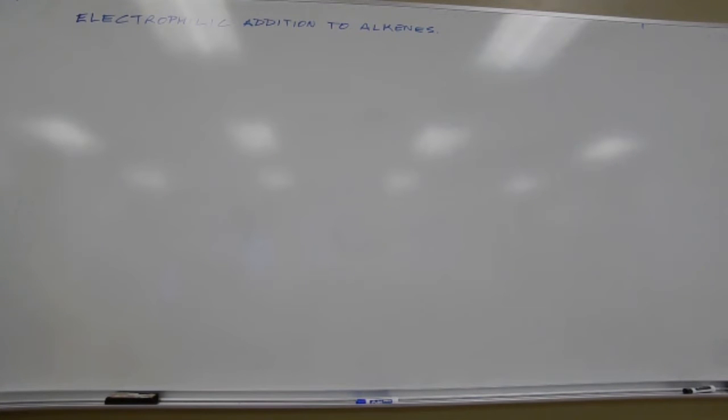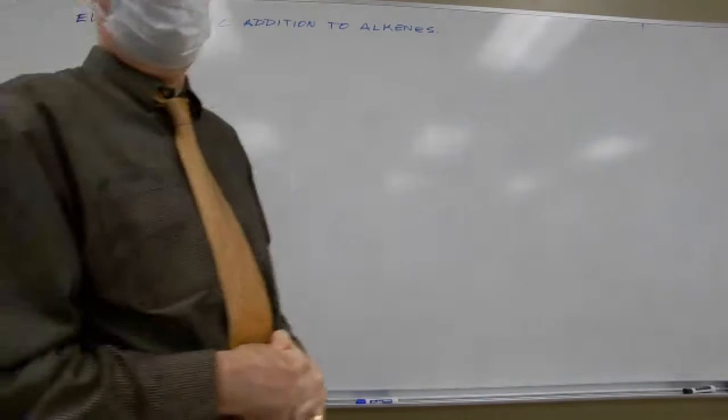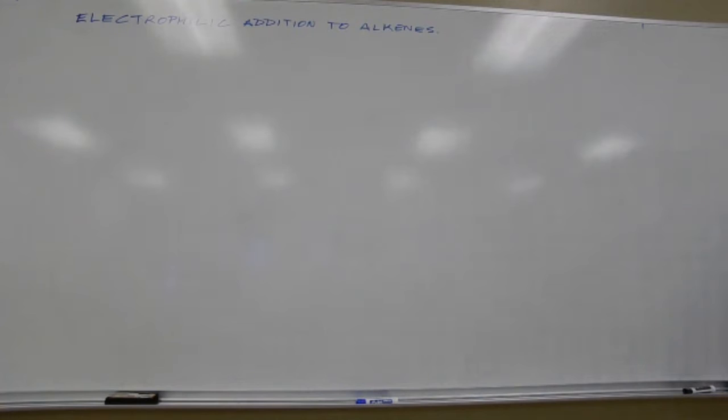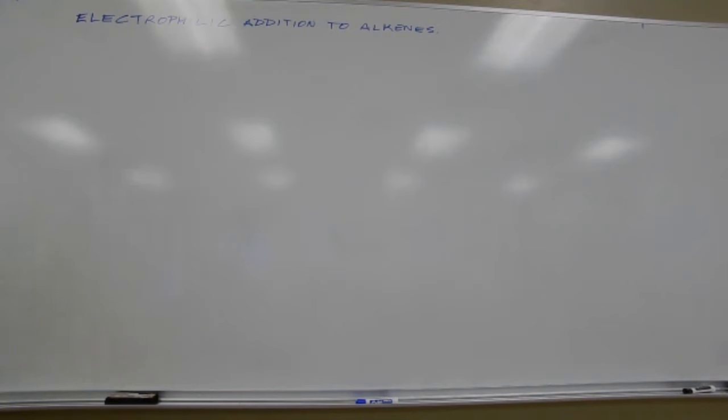We have discovered our first reaction. That is an electrophilic addition to an alkene. We did it by adding HCl to ethene. Okay, let's explore that reaction a little bit more by doing some more examples.